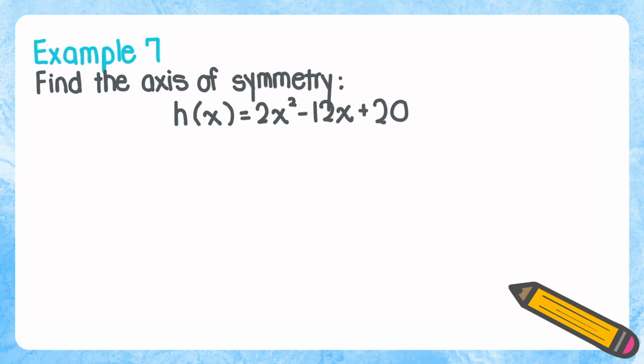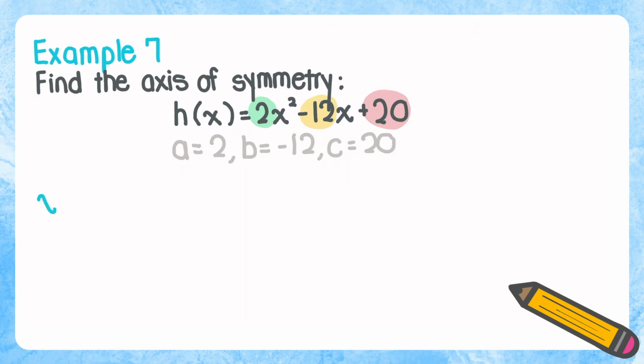Next, we're going to find the axis of symmetry for h of x equals 2x squared minus 12x plus 20. What are a, b, and c here? A equals positive 2, b equals negative 12, and c equals positive 20. A equals 2, b equals negative 12, and c equals 20. Now let's find the axis of symmetry.